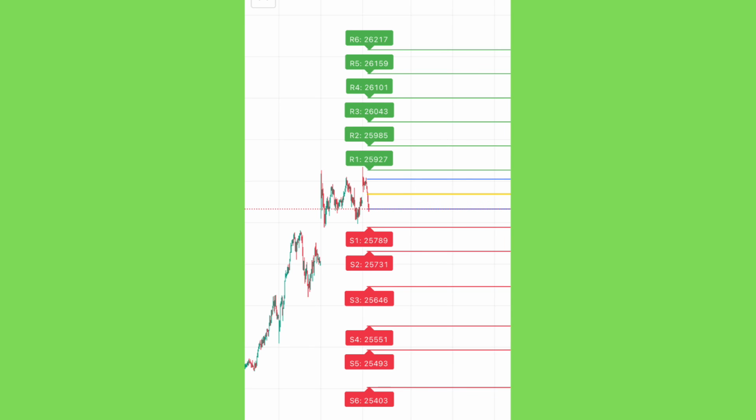However, if there's a small dip in the first half, don't panic, it could just be profit booking before a fresh leg of rally.